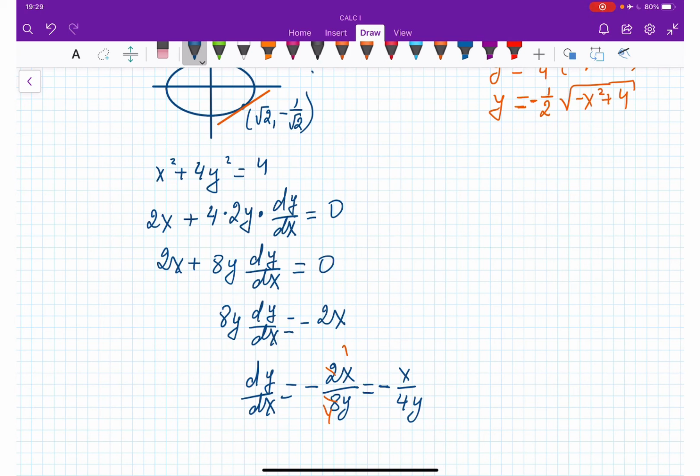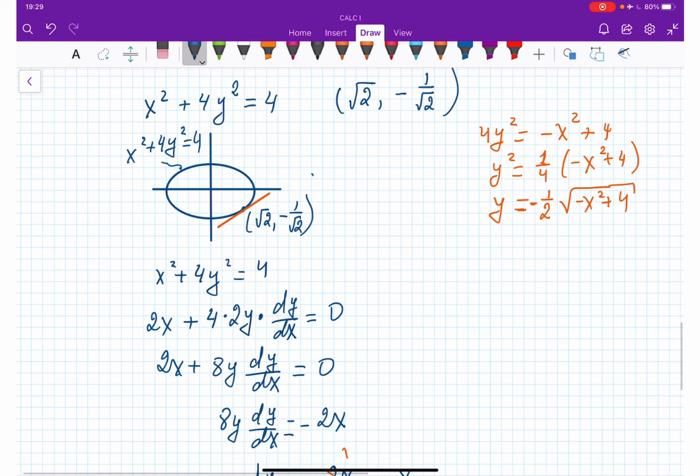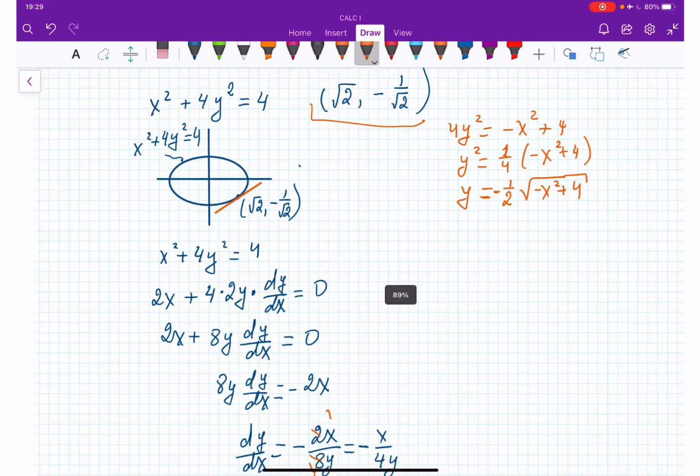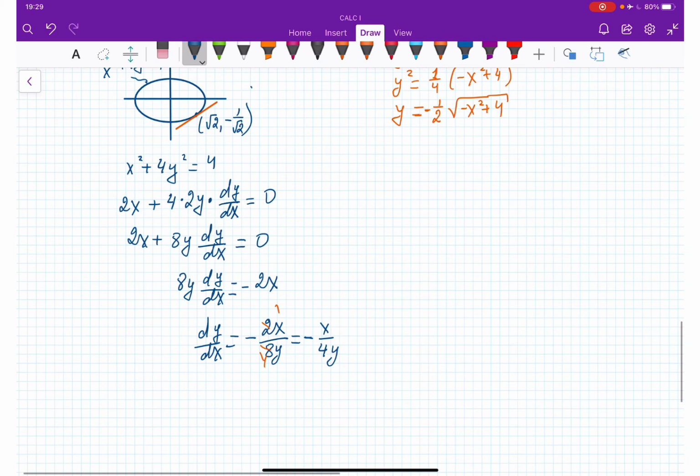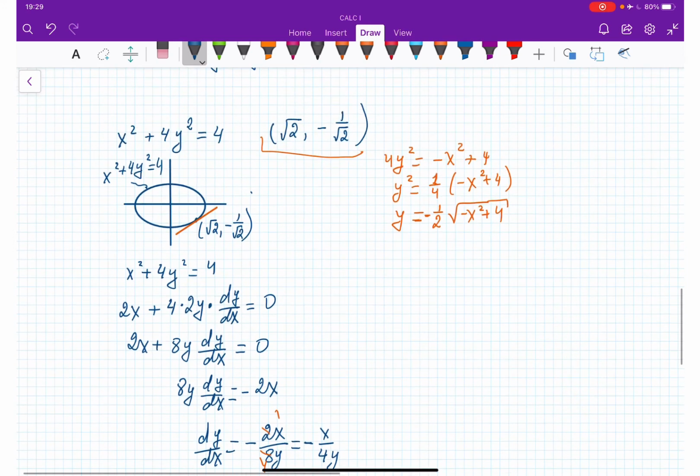All right. So we now need to find the slope of the tangent at this point right here. Since we have the derivative, negative x over 4y, I'm going to plug in for dy by dx. Let me move this coordinate down here.